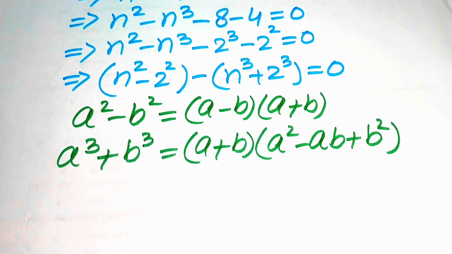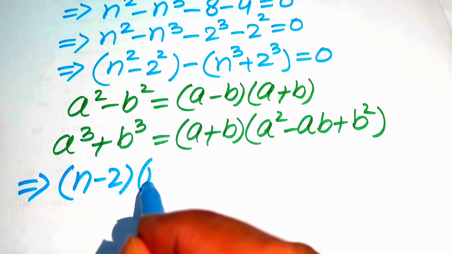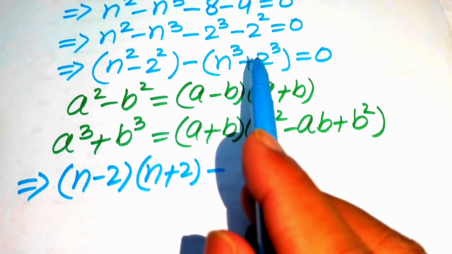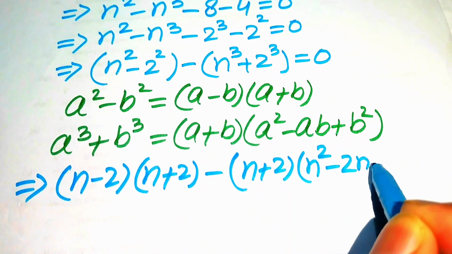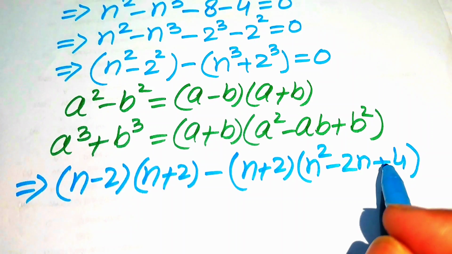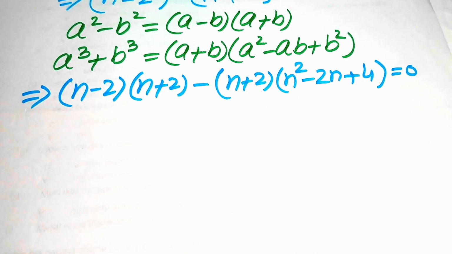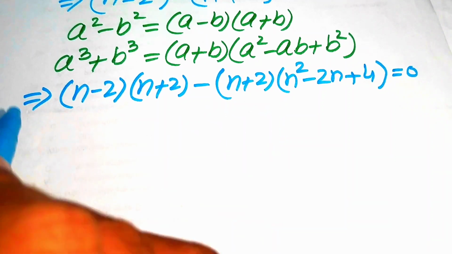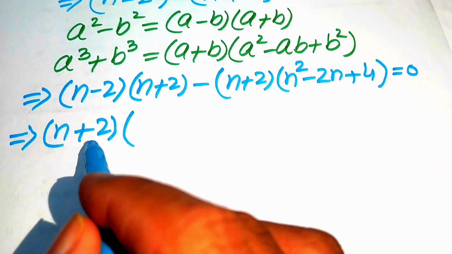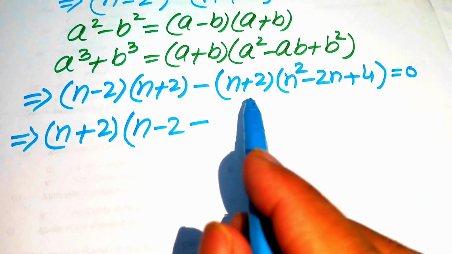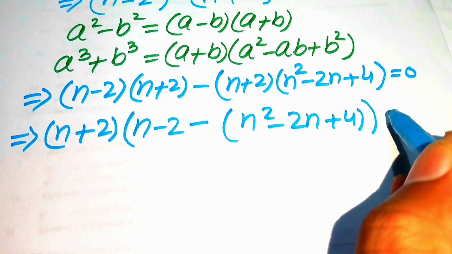Now again we focus on the above equation and we use these two formulas. First we use the square formula and obtain n minus 2 times n plus 2, and we use the cubic formula and we get n plus 2 times n squared minus 2n plus 4, because 2 squared becomes 4, and this whole equation equals 0. Now you see here we have n plus 2 as the common factor, so we take it common and we get n plus 2 times n minus 2 minus n squared minus 2n plus 4 equals 0.